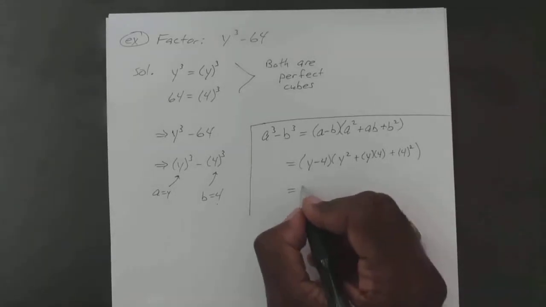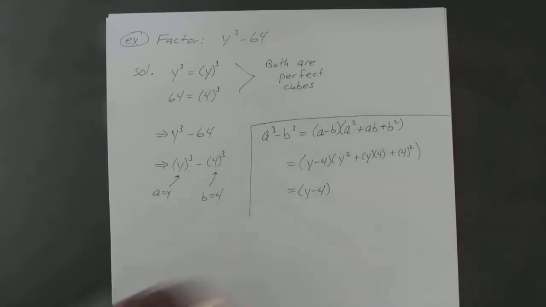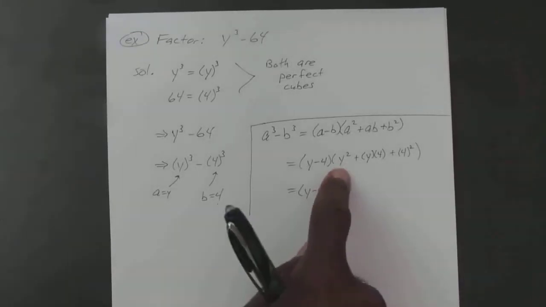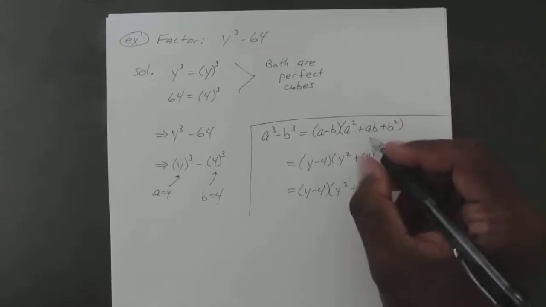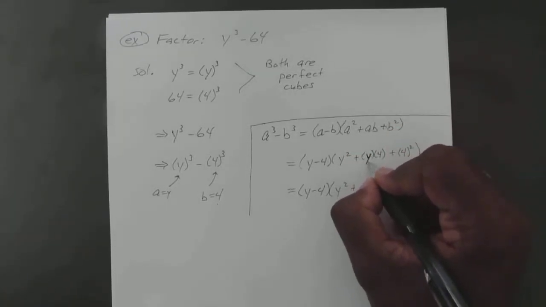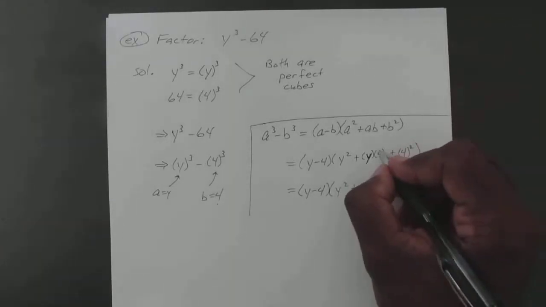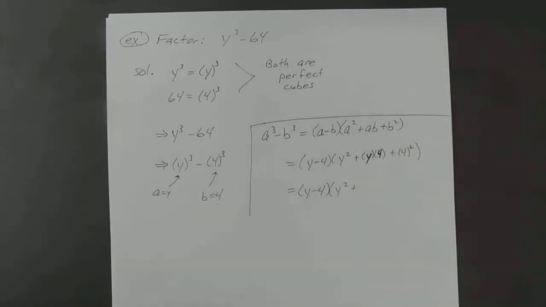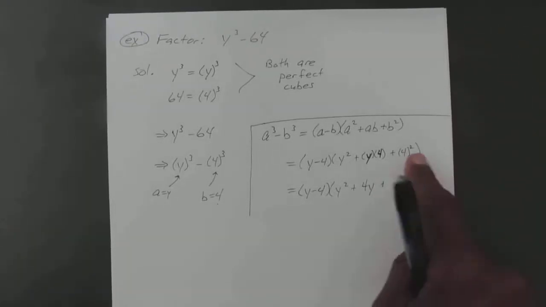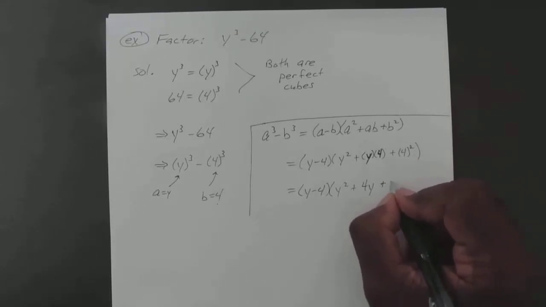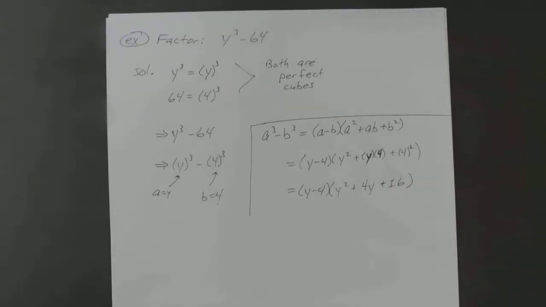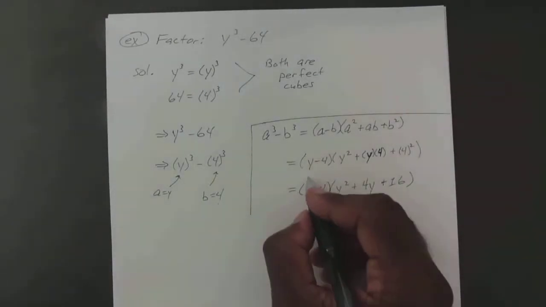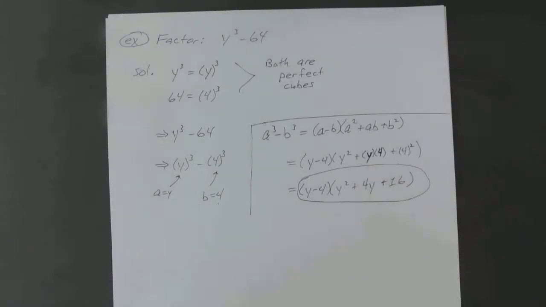Okay, so you just go ahead and simplify it from there. y minus 4 times y squared plus, instead of y times 4, let me straighten that out a little bit so it doesn't look like 4 times 4. You can make that 4 times y. And instead of 4 squared, you can just make that 16. Oh, yep, I did do that right. Okay, and this will be your final answer.